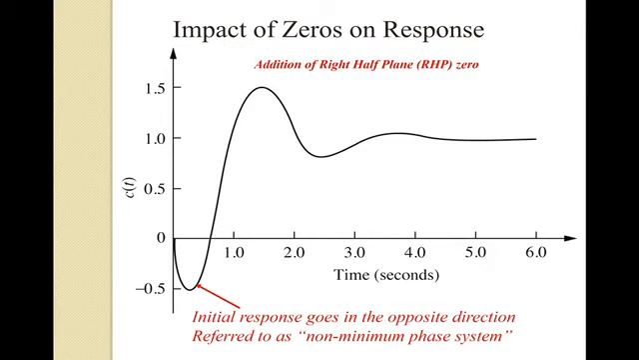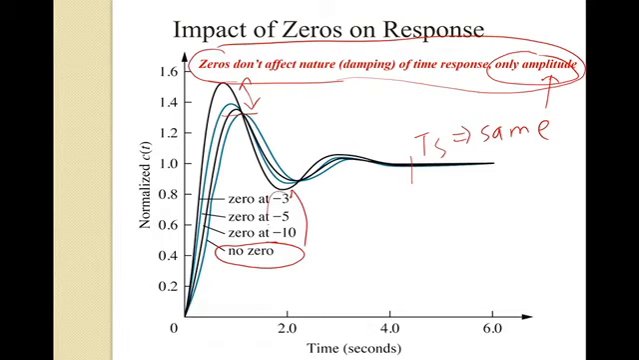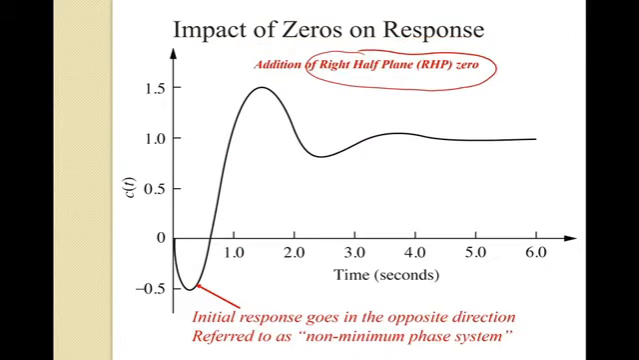Now, one specific case of zeros is what if we add a right half plane 0. So on the previous slide, notice all these zeros were negative. These were all left half plane zeros. But what if we add a right half plane 0? We know, looking previously in our pole plots, if we have a pole in the right half plane, the response will grow and become unstable. But can we put a 0 in the right half plane? The answer is yes, you actually can.